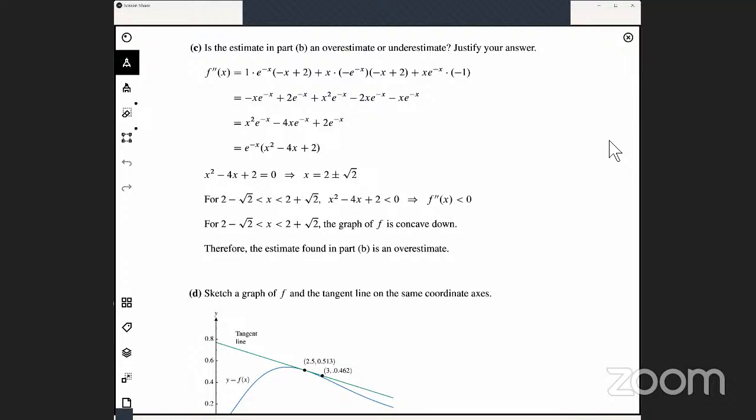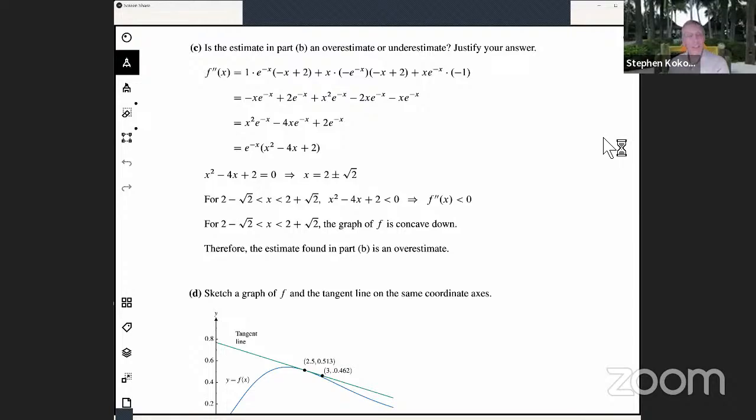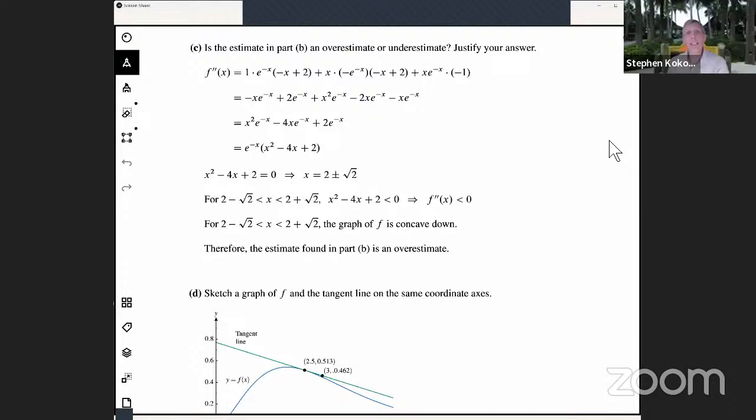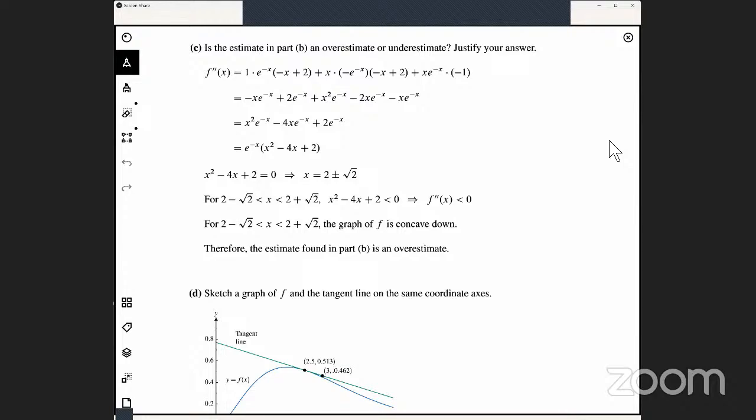Is the estimate in part B an overestimate or an underestimate? So I've used this tangent line approximation. What's the general idea here? How do I determine if that's an overestimate or an underestimate? Just making sense of what the picture is that I see down at the bottom there, because it's concave down, I'm going to expect that your approximation is going to be an overestimate.